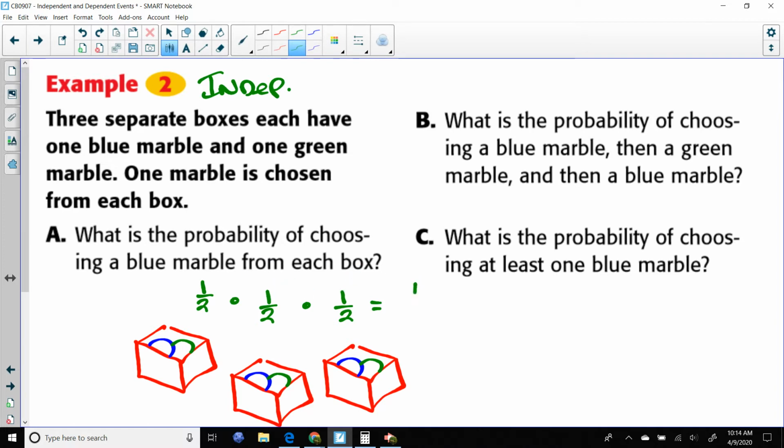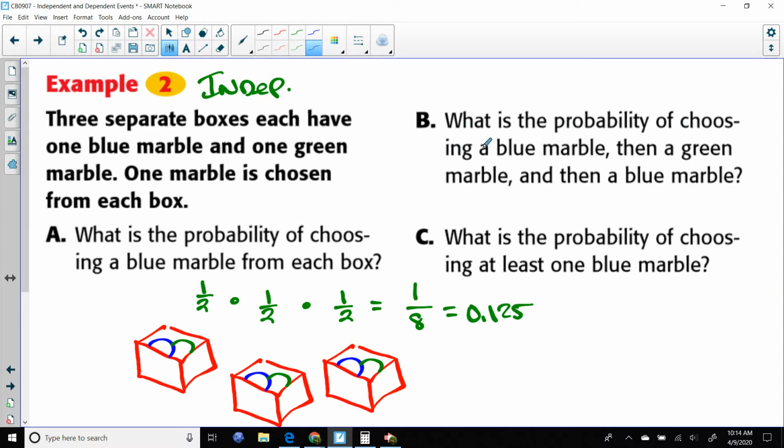1 times 1 times 1 is 1. 2 times 2 is 4 times 2 is 8. And 1 divided by 8 will give us 0.125. No calculator needed for that one because I know my eighths. All right, that's roughly 12.5%, but this is the answer I'm looking for for A. We move on to part B.